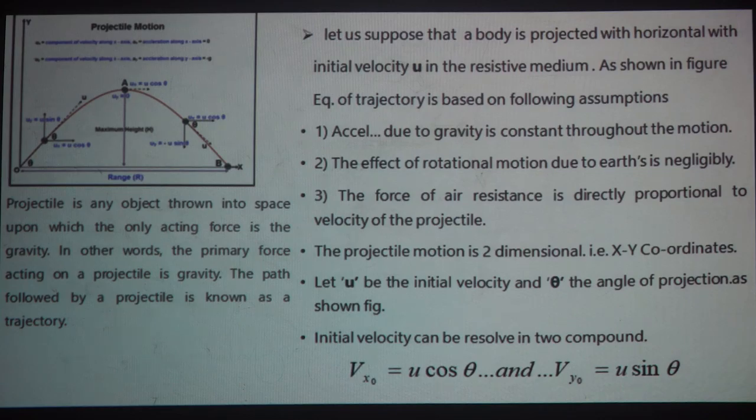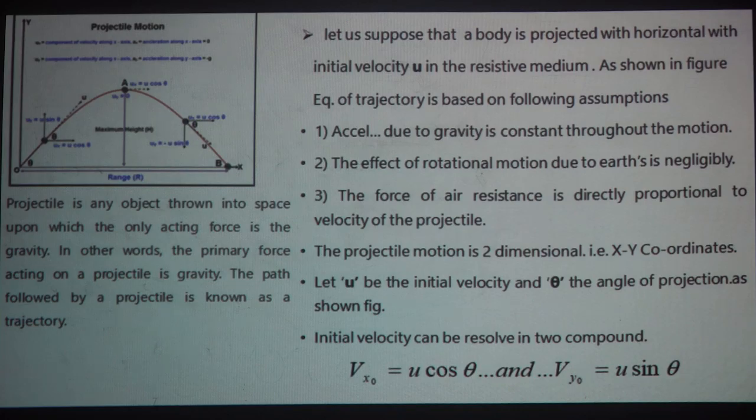Now the projectile motion is two-dimensional, that is, on x and y coordinates. Let u be the initial velocity and theta be the angle of projection as shown in the figure.